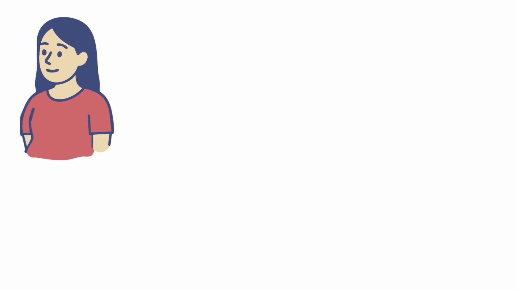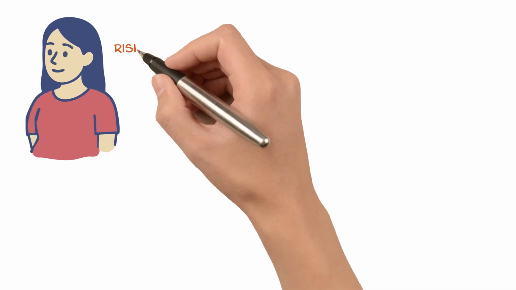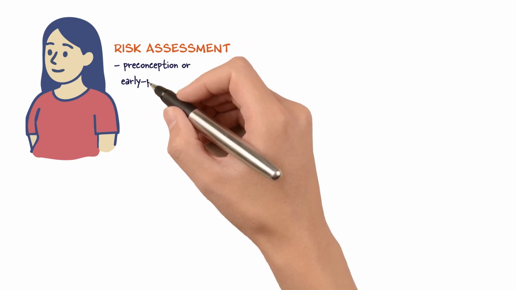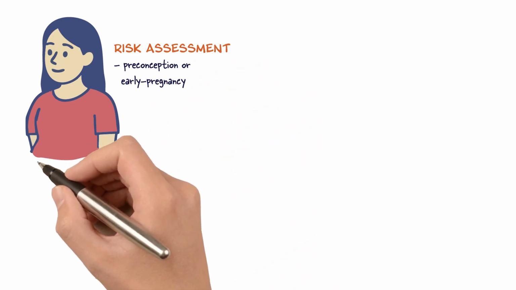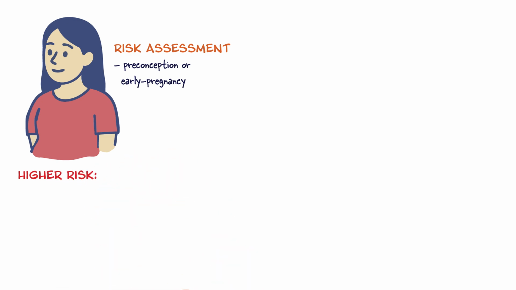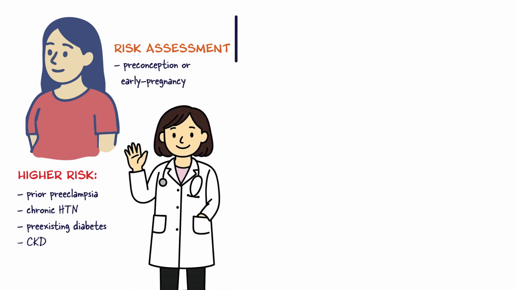Given the significant repercussions of preeclampsia, a careful assessment of preeclampsia risk should ideally be done preconception or in early pregnancy. Women who are at higher risk, as seen earlier in more detail, including those with a prior episode of preeclampsia, chronic hypertension, pre-existing diabetes, and chronic kidney disease, should be offered preventative counseling and treatment.